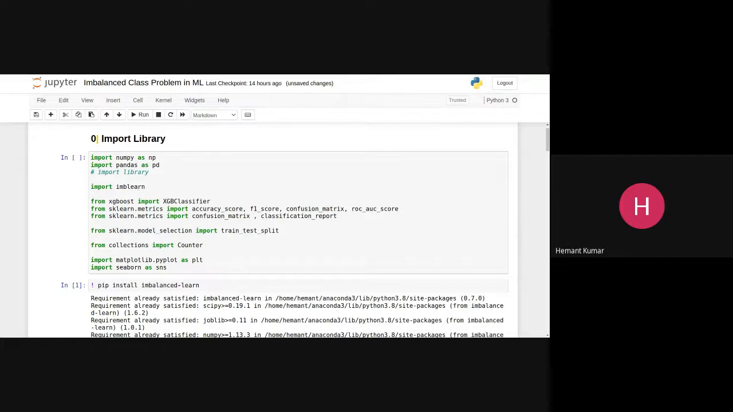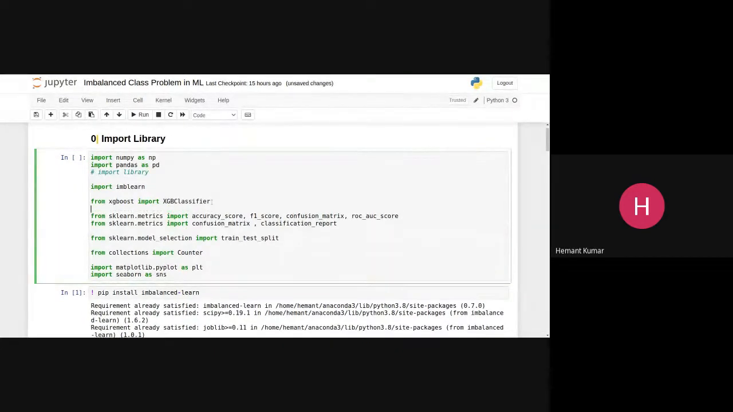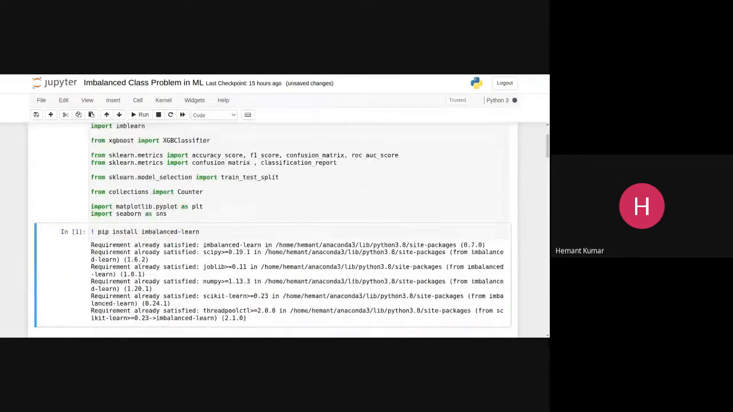First we have to import imblearn, and in this complete hands-on session we are using the XGBoost classifier. We compare XGBoost across different imbalance-handling approaches, like SMOTE, undersampling and oversampling, and compare the output, meaning the F1 score, for the different approaches. So first we import all these libraries.